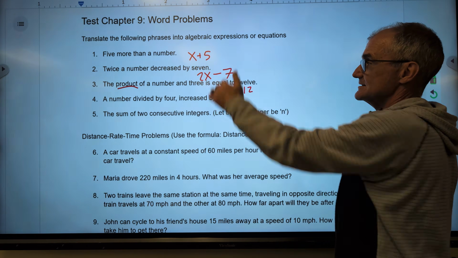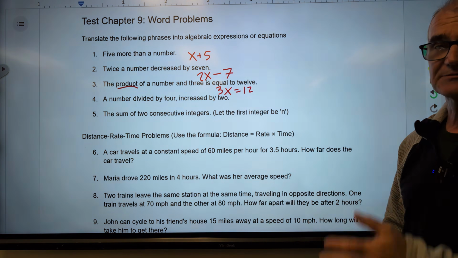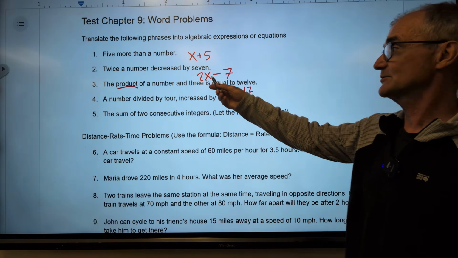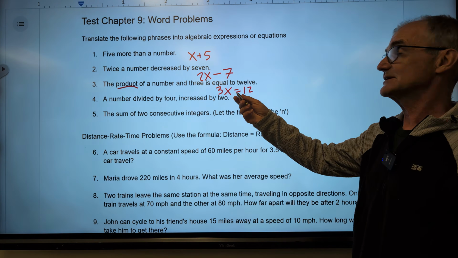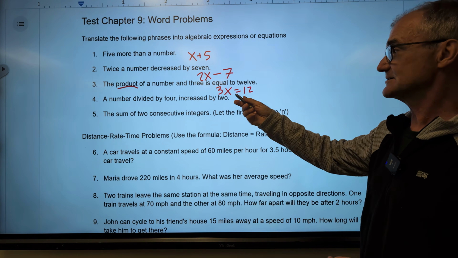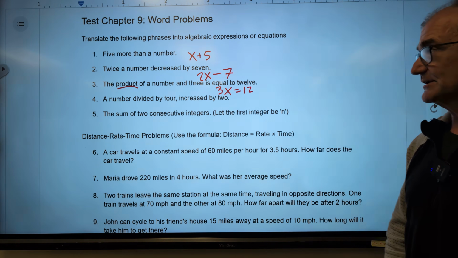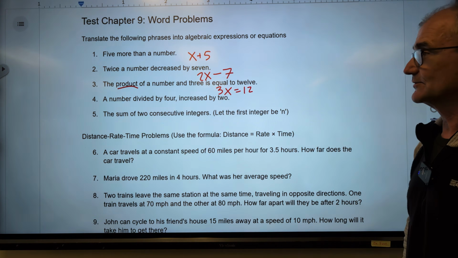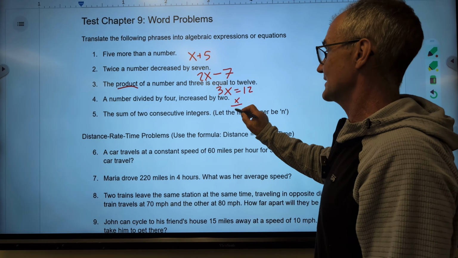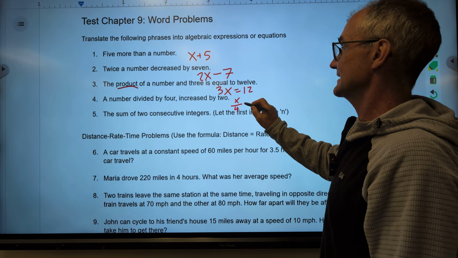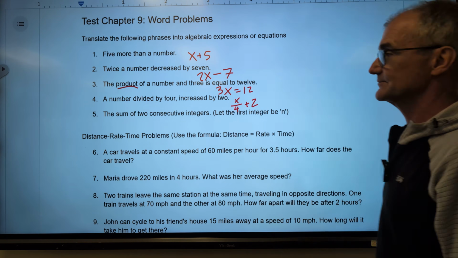These are expressions. Go back and watch the chapter on expressions if you're not quite sure the difference between expressions and equations. And now that I have an equal sign, now I have an equation. Now I need to solve. Divide both sides by 3 to get x equals 4. A number is divided by 4 and increased by 2.